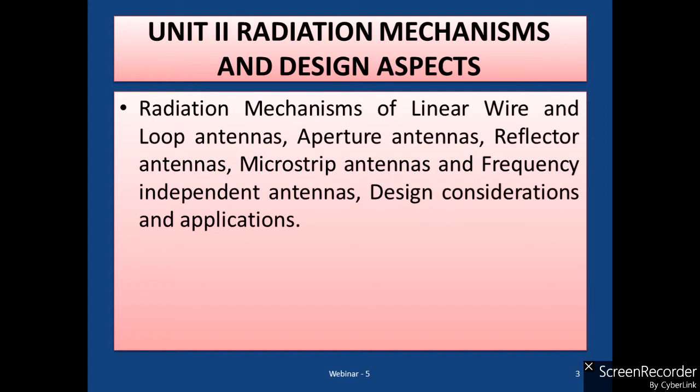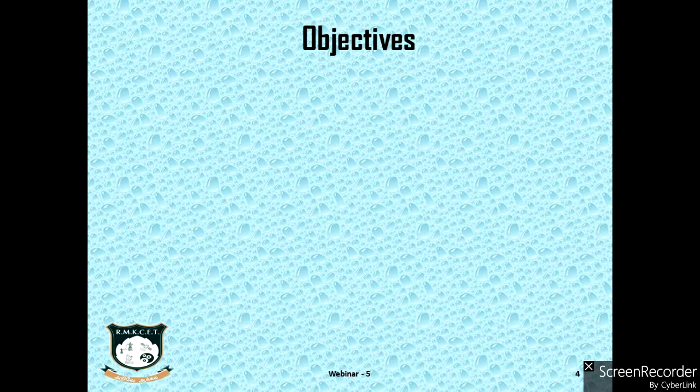In the second unit, we are going to see about the various radiation mechanisms of various antennas and the design aspects. So, in that we have a radiation mechanism of linear wire and loop antennas, aperture antennas, reflector antennas, microstrip antennas, and frequency independent antennas, and its design, considerations, and application.